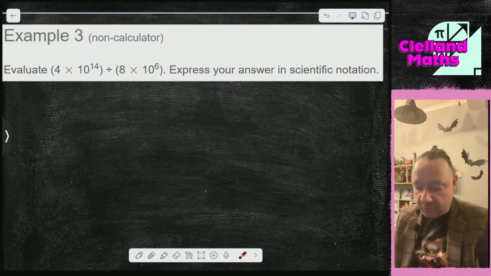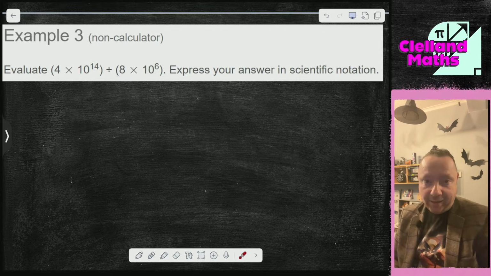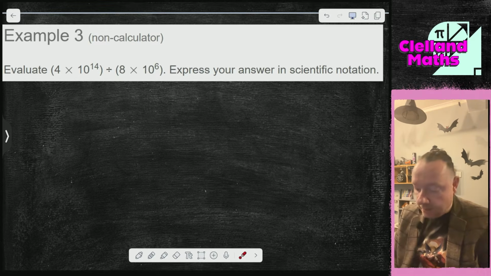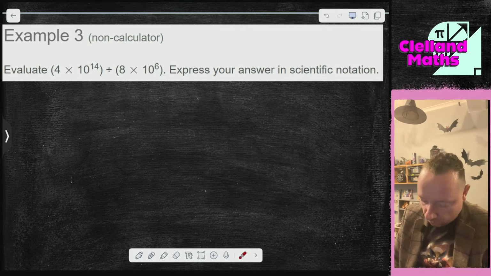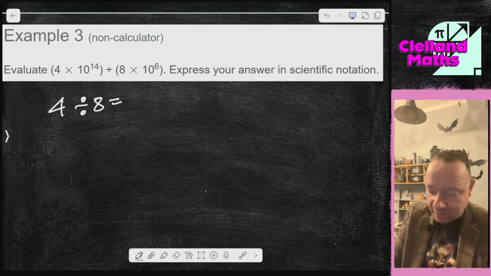Example 3. Evaluate 4 times 10 to the 14 divided by 8 times 10 to the 6. Give your answer in scientific notation. Well, a question like this means you can just do the number part, 4 divided by 8, and then the scientific notation part with powers using laws of indices. Check a link in the description for that, and then combine it. So let's do 4 divided by 8 first. Well, that's just a half. So that's just 0.5. So I'll keep that in mind.